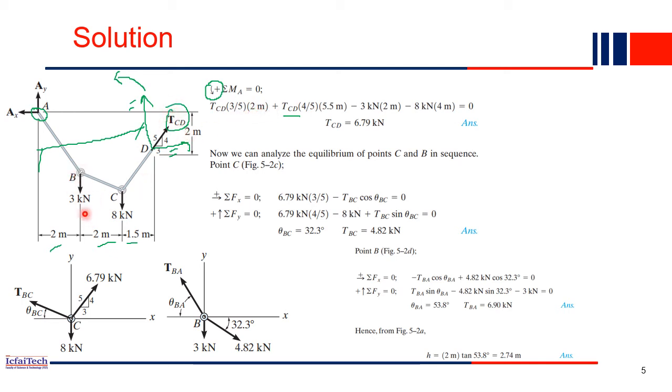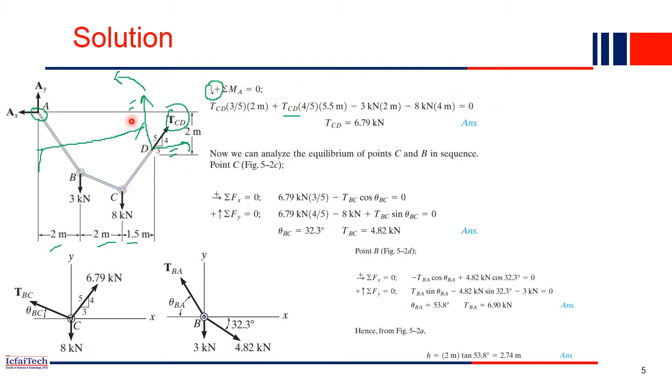Similarly, you have a 3 kilonewton force acting downward. This 3 kilonewton will also produce a clockwise moment. Clockwise means negative, since anti-clockwise is positive as we considered. So how much will it be? 3 into the distance, which is 2. 3 into 2, that's what is written here. Now the 8 kilonewton force will also produce a clockwise moment, and how much will be the distance? 2 plus 2, 4. So 8 into 4 is the total moment. So this should be equal to 0.